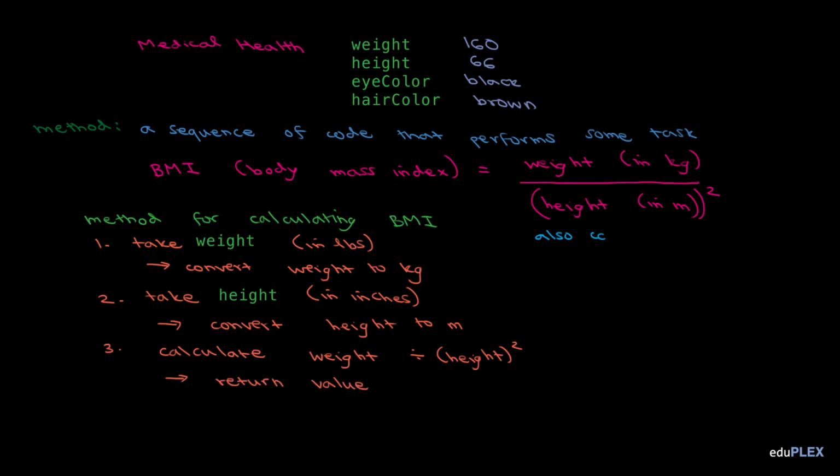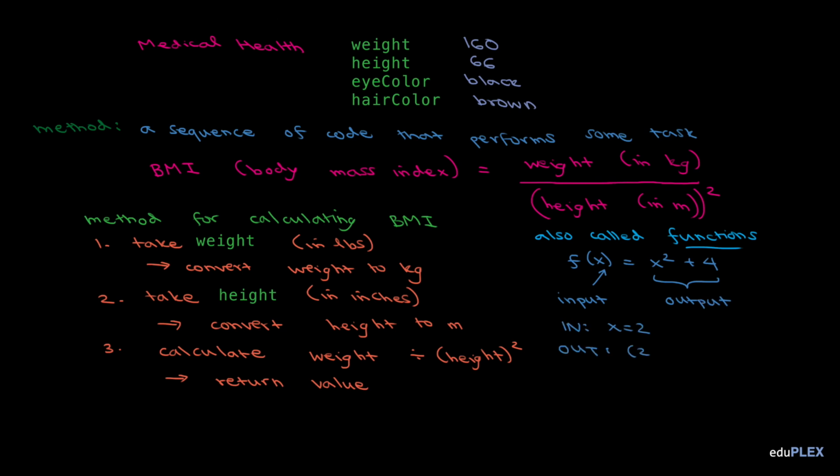Methods are also called functions, which makes sense if you think about functions from math. If I had f of x equals x squared plus 4, this is a function that takes in an input value for x and returns an output value f of x. So if I plugged in x equals 2 as my input, an output of 8 would be returned by the function.